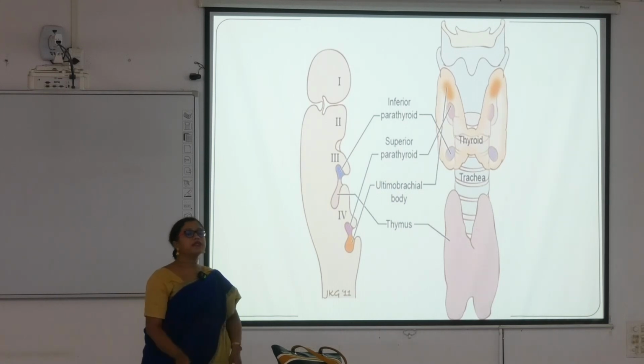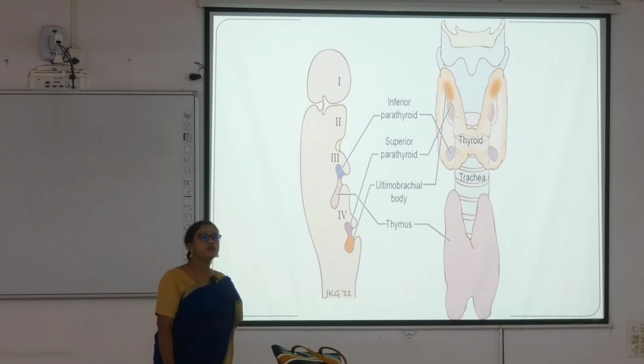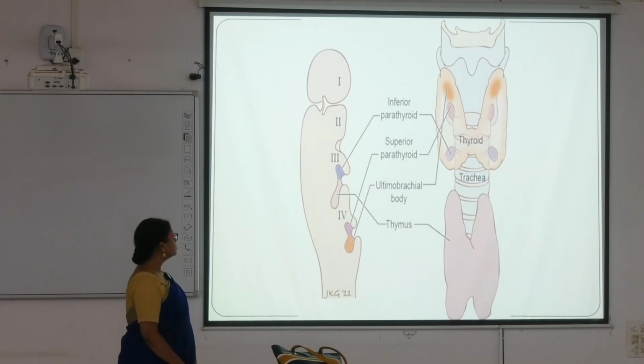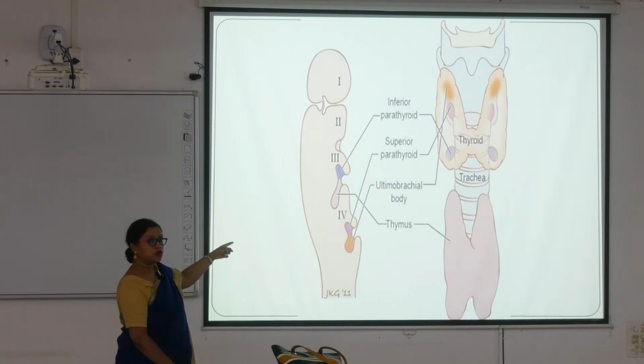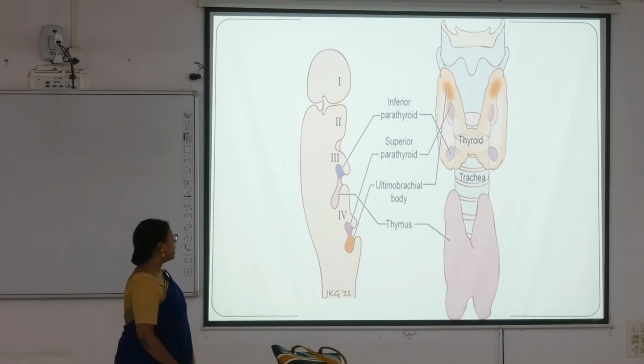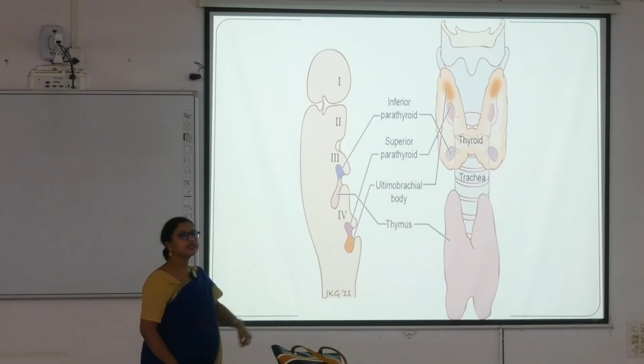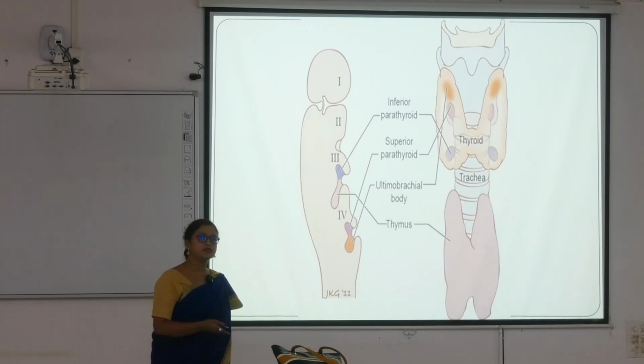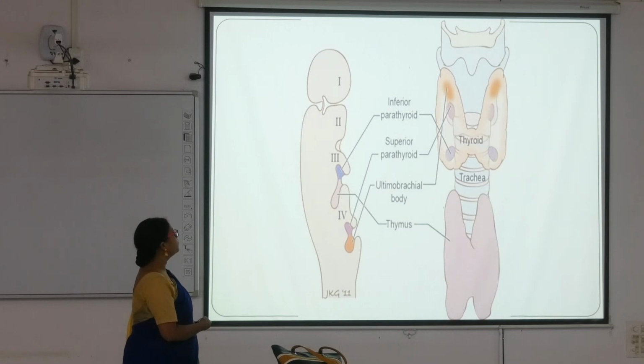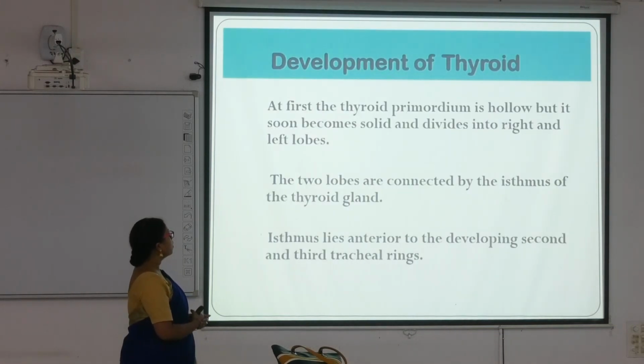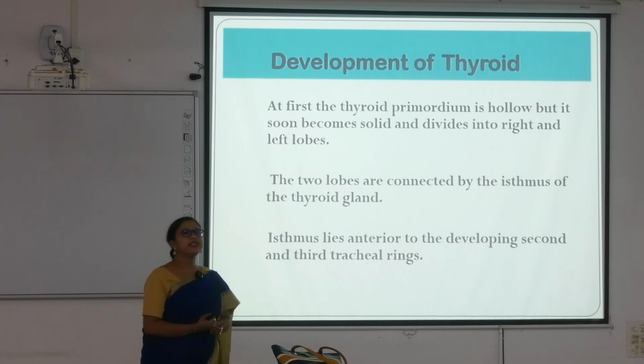Fourth arch derivative কী? Superior parathyroid and the thymus. না দেখ, fourth arch থেকে thymus develop করছে. Okay, and another one is ultimobranchial body. It will give rise to, you could see, these are the cells, these are the parafollicular cells, C cells. ঠিক আছে, এই কনসেপ্টটা যেন ক্লিয়ার থাকে. ওকে, so see how nicely it is having.